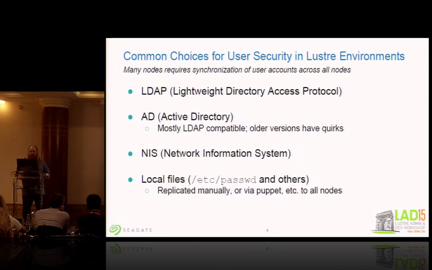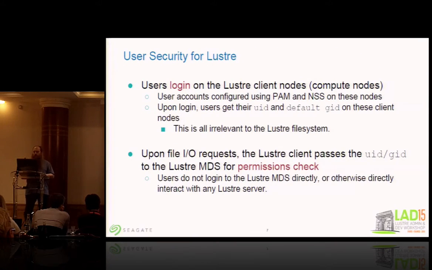Those files get replicated to all the different nodes. In the context of Lustre, we have the same two issues, login and permission check. The login happens through the PAM and NSS configured accounts on the nodes, on the Lustre clients in particular, but they are also typically configured on the servers. And then the actual permission resolution happens through the UID and GID that goes to the Lustre MDS. That is not the users directly accessing the MDS, that is just through the Lustre client and through the protocols.